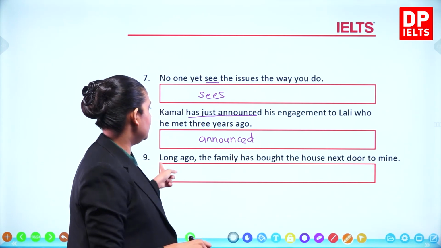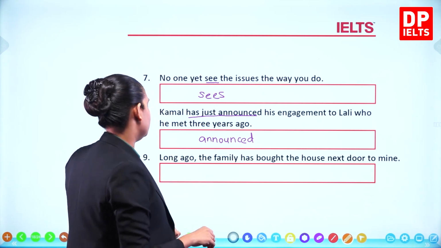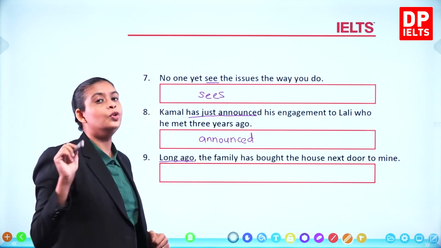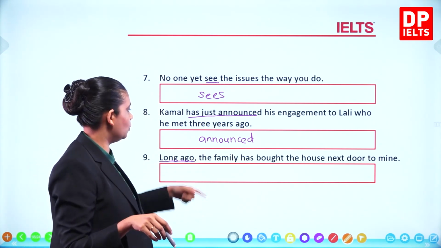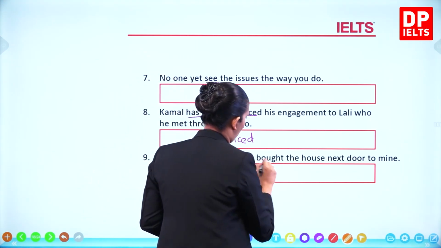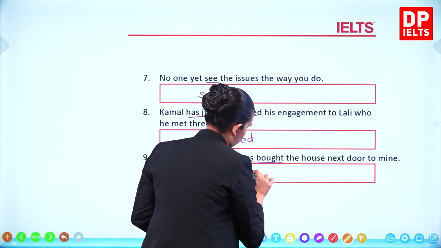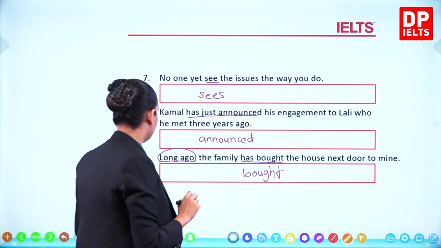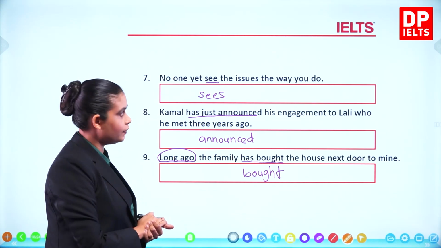Long ago, the family has bought the house next door to mine. Wrong. When you say long ago, you know when it was. So, long ago, the family bought the house next door to mine. All right.